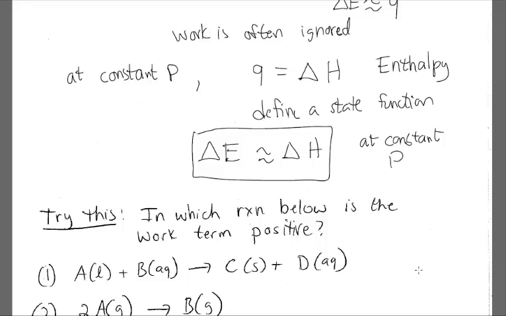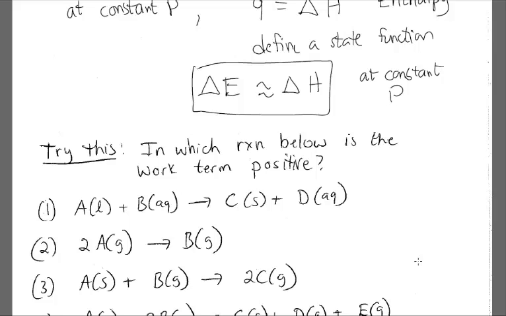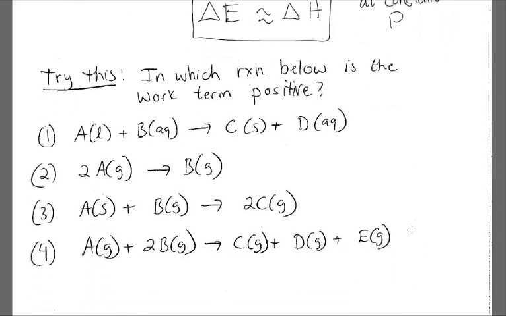Okay, so we're going to ignore the work term often. There are times when we'll be asked to calculate a work term, but most of the time we're going to ignore it. But just to look a little more at work, let's have you try a problem where you look at these four reactions, decide for which reaction or reactions the work term would be positive. So give that a try. Okay, so what makes the work term positive? Remember the work term is negative P delta V. So the work term will be positive when delta V is negative.